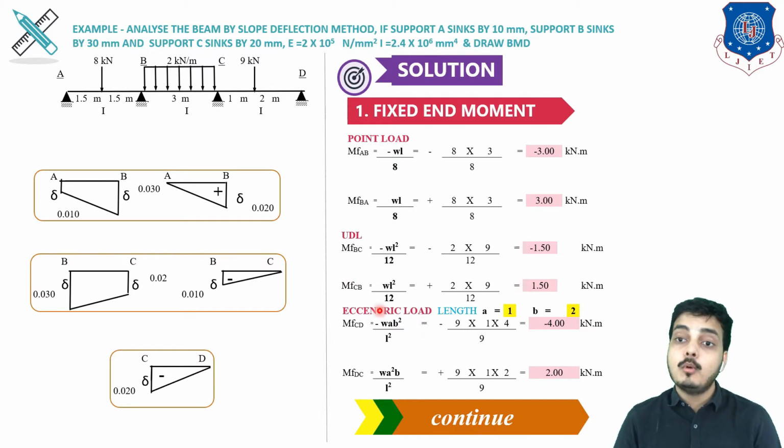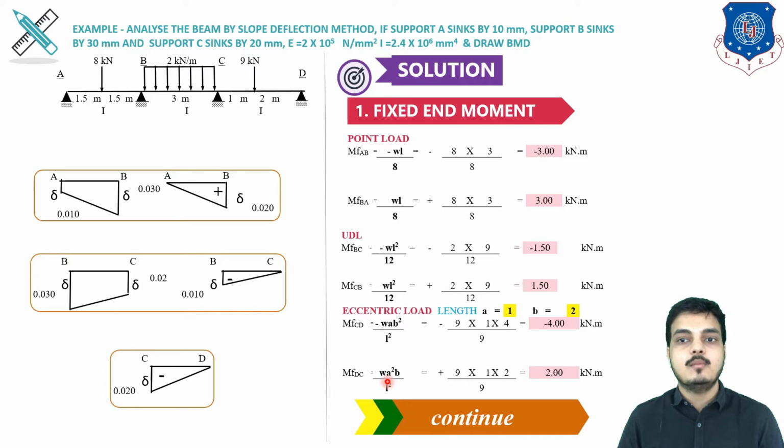Now for an eccentric point load, both formulas are different, as we have discussed in the formulas and in previous sums also, that for an eccentric point load both values are different. Let's see for MFCD. First of all we have to find out which is A and which is B. Now here an eccentric point load of 9 kilonewton is given. Here A is 1 meter and B is 2 meter. So A will be 1 and B will be 2. So W is 9. So minus 9 into 1 into 2 square, which is 4, divided by 3 square equals 9. So by solving that I will be getting minus 4.